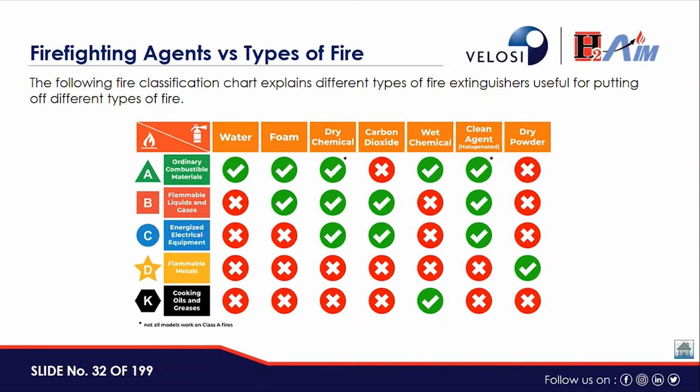Similarly, for electrical fires or class C fires, we cannot use water type fire extinguishers, foam, wet chemicals, or dry powders. We can only use clean agents, carbon dioxide, and dry chemicals. Then for class D fires, we can only use dry powders, which are for flammable metals like magnesium, titanium, and aluminum. And then for kitchen fires or cooking oil or grease, class K fires, we can only use wet chemicals.